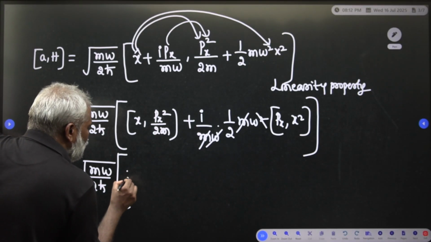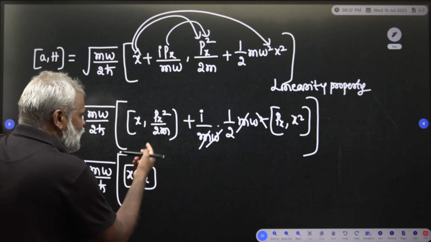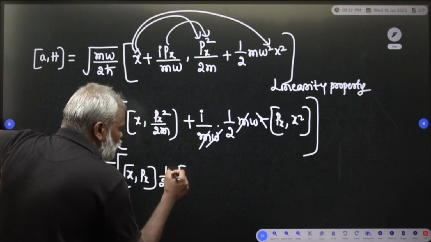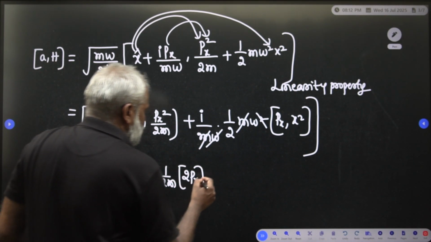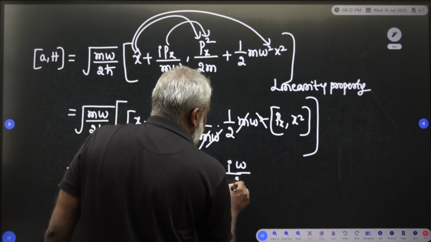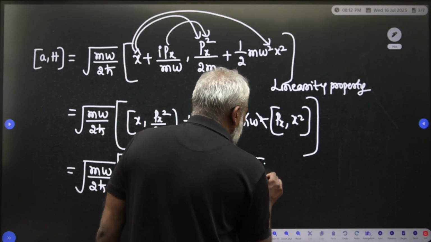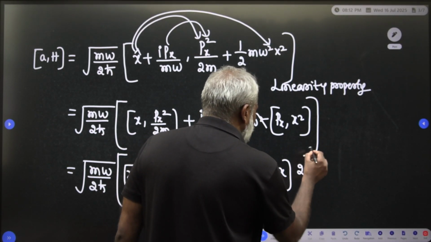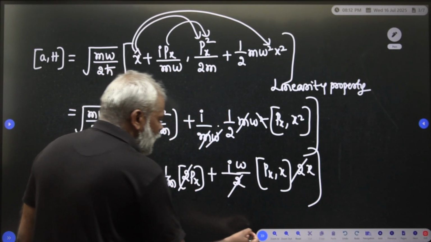So commutator x comma px into 1 by 2m into px dash is equal to, that is 2px we have to write. It is plus i omega divided by 2 into i omega divided by 2 into commutator px comma x, so 2x we have to write. So this 2 and 2 get cancelled.